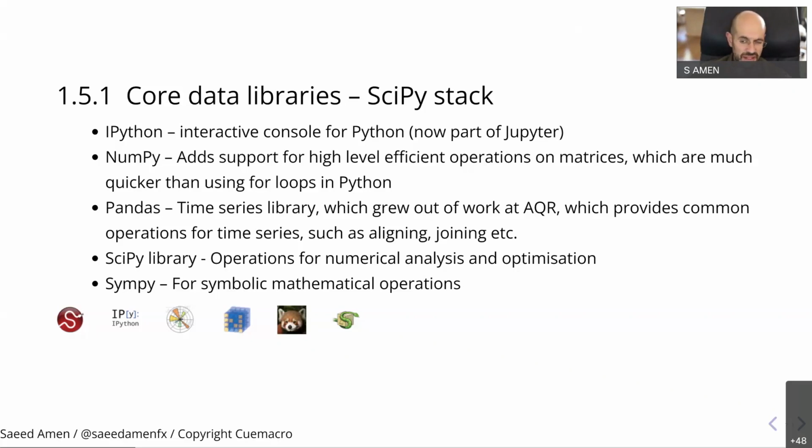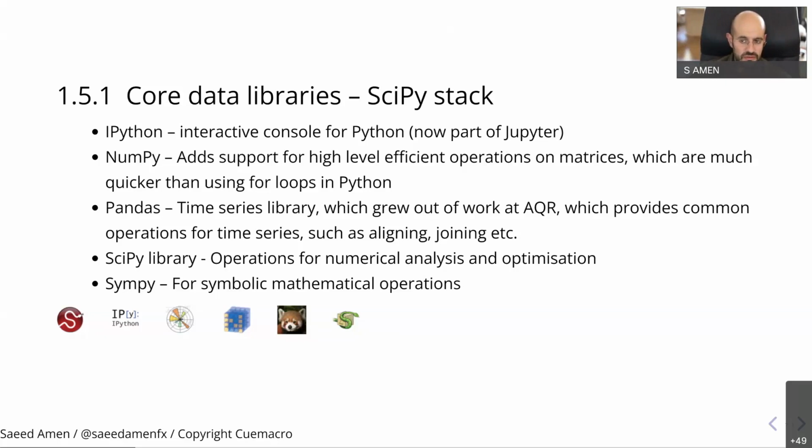Pandas, which is probably the library I end up using the most. So this is a library for time series analysis. And this actually grew out of the work at AQR, which was done by Wes McKinney, who's pretty well known in the Python community. It provides a lot of common operations, things like aligning of time series, joining, and general sorts of calculations. So I remember when I was at Lehman, about 2006, 2007, I spent ages writing my own time series library in Java, and it took ages. But now I'd never dream of writing my own time series library because you already have Pandas, which is really comprehensive and does pretty much everything that you want.